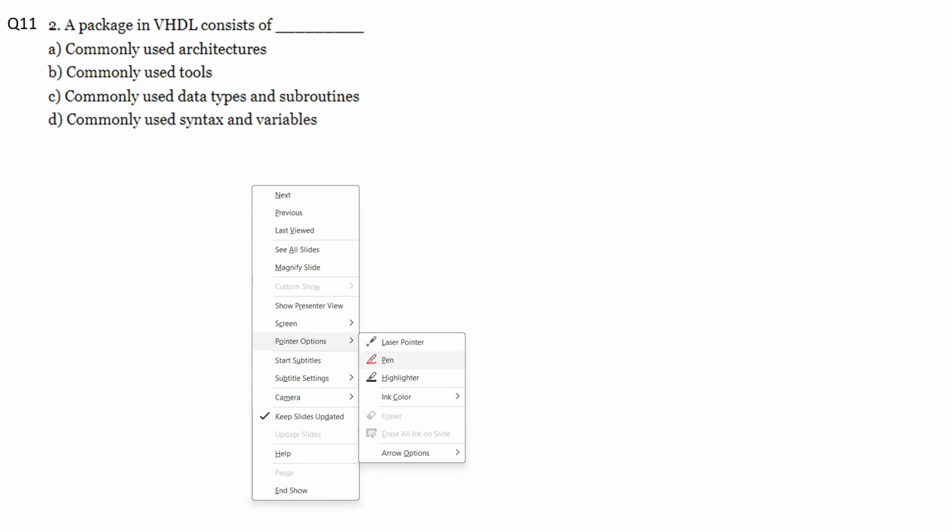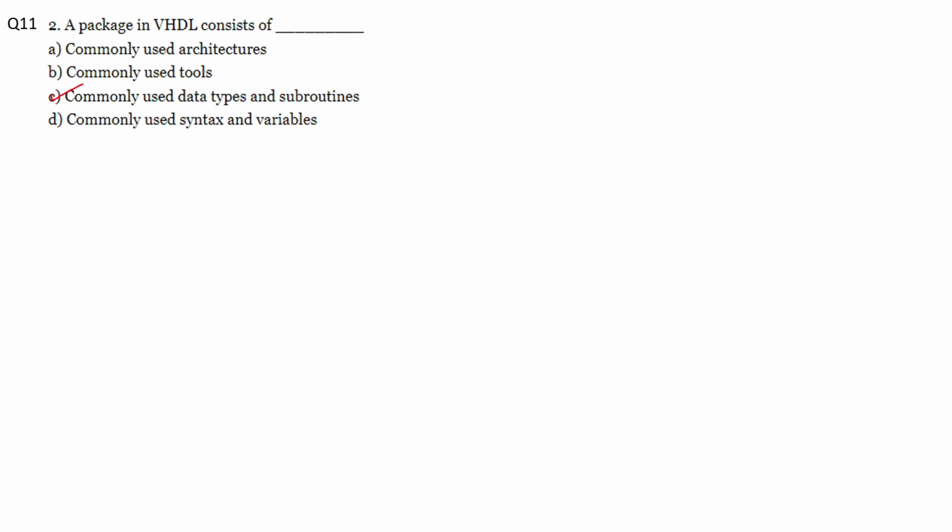The correct option is option C: it contains commonly used data types and subroutines. We first have the library, then from the library we import these packages. These packages are there so that programmers can use them in their design without defining the same function again and again. Once defined in the package, you can call them anytime you want.